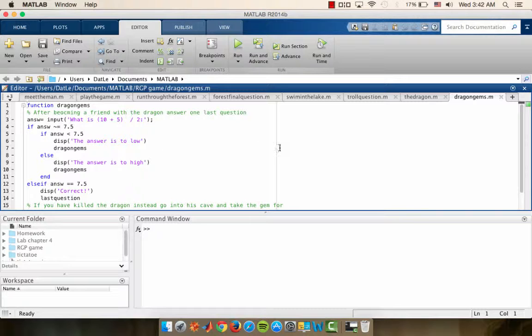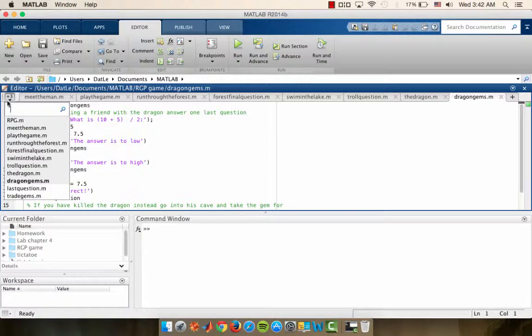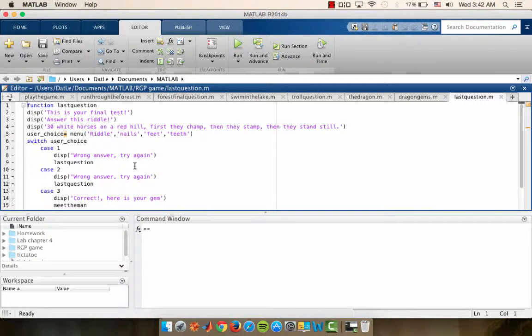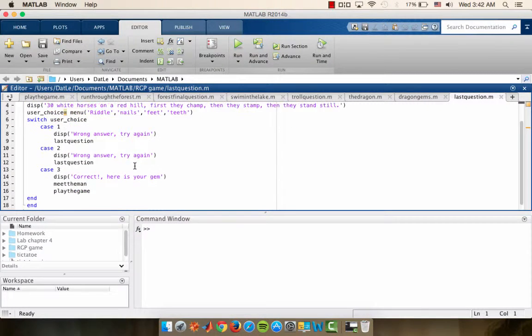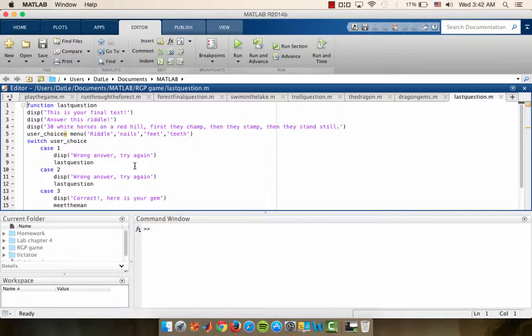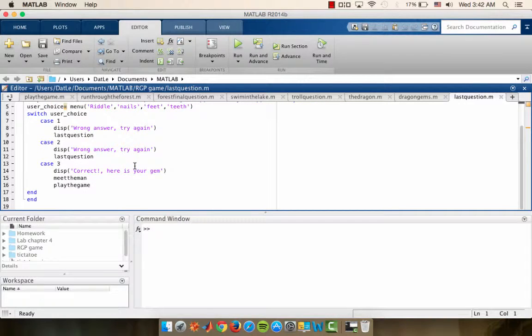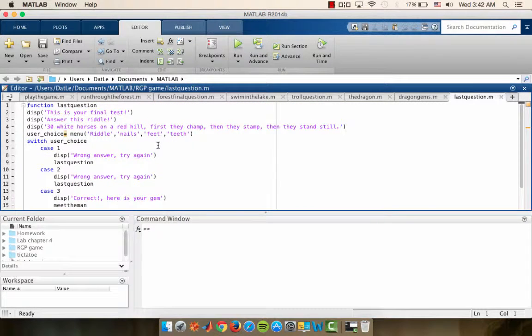That uses a nested if statement to be able to choose higher or lower than the 7.5, which will determine the different paths you go. And then for the last question, it contains a menu and another 3 options, where you choose case 4 and are able to trade the gems with the man.